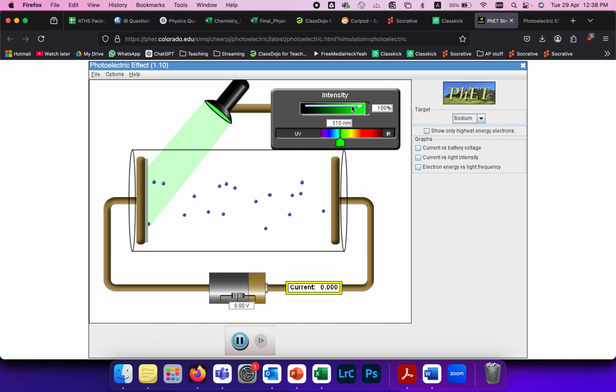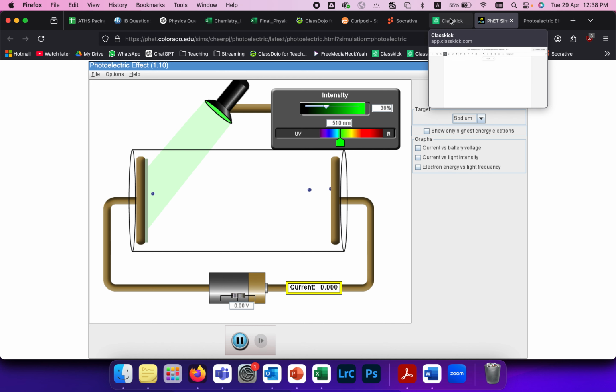So that's an important part. The brightness or the intensity only affects the number of electrons coming out. This is not very bright, so very few electrons are coming out. Look, they have the same speed, same energy. So the brightness affects how many electrons come out.